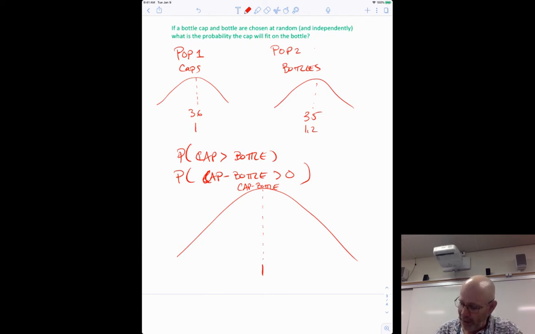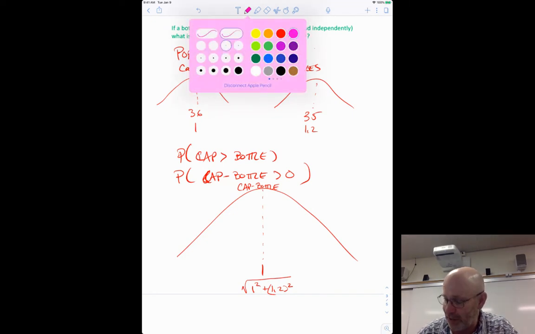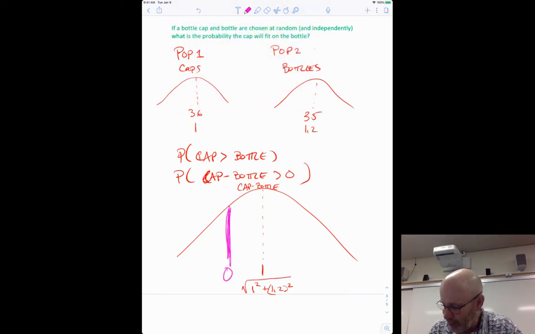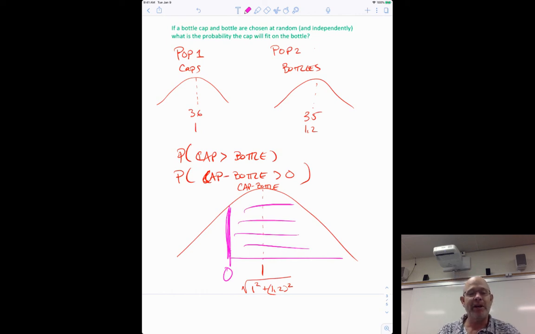So the mean is 1. The standard deviation, remember, is we add the variances together, take the square root. So we're going to go 1 squared plus 1.2 squared. That's the standard deviation. We want cap minus bottle to be greater than 0, is all we want. There's my 0, so we're looking for that area. Notice every single problem boils down to find the right mean, find the right standard deviation, and then everything else after that is the same. If you subtract the other way, you'd have a -1, but then you'd be less than 0. So notice it's going to be symmetrical, so the same area.